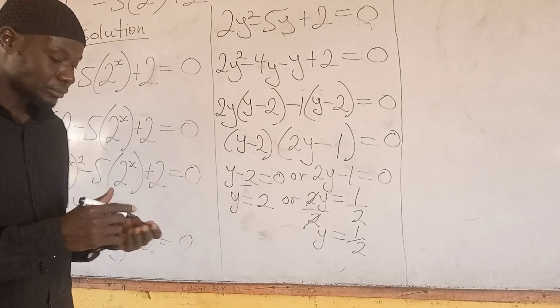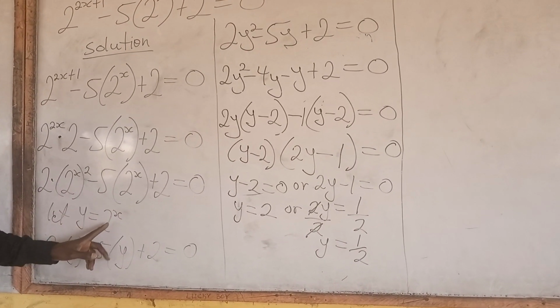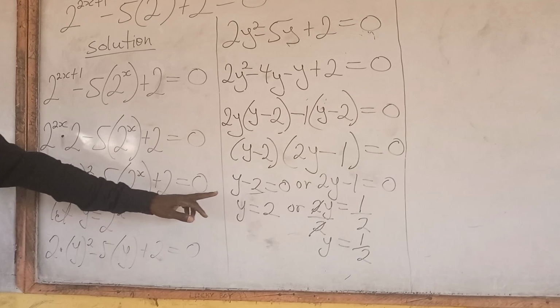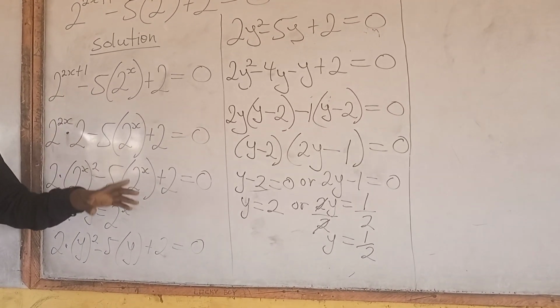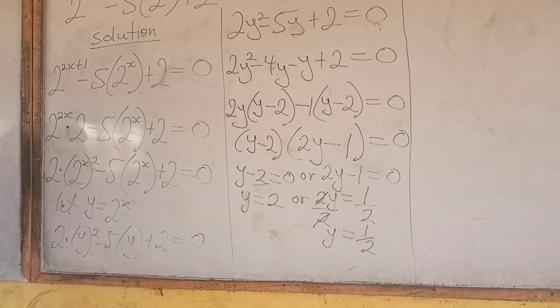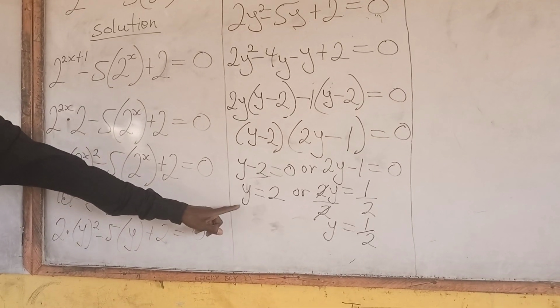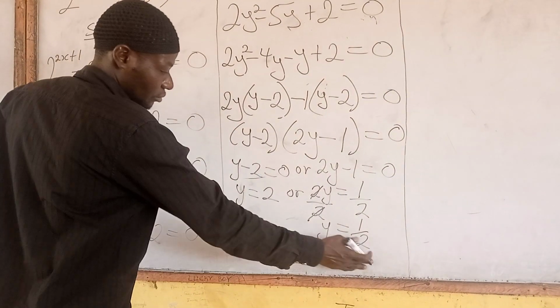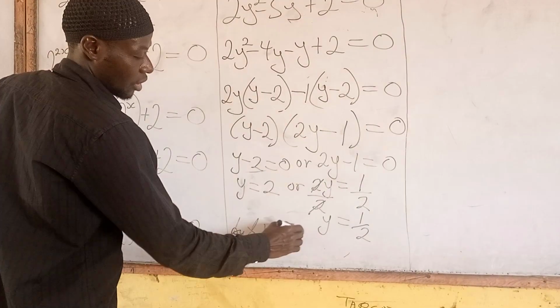But don't forget, we said our y is equal to 2 to the power x. So you bring back your 2 to the power x. You are looking for x here, not y. You have just introduced the y to get your quadratic equation out of this exponential equation. And so if y is equal to 2 to the power x, you bring it back here.